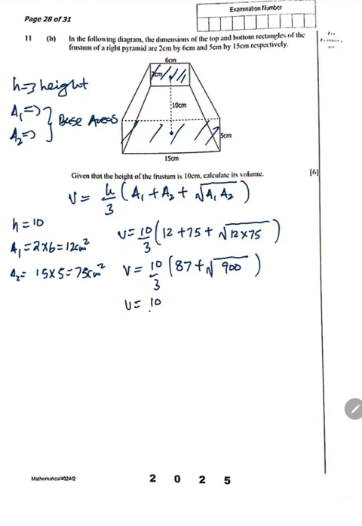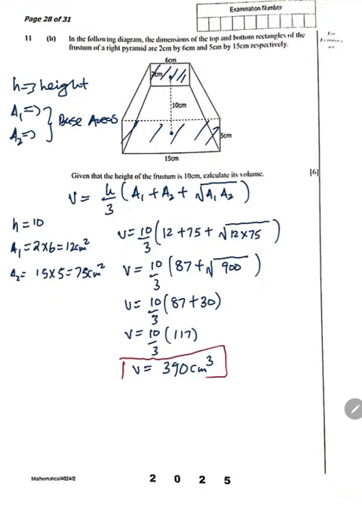So volume is 10 over 3 times 87 plus the square root of 900, which is 30. So this gives us 10 over 3, then 30 plus 87 is 117. Then we say 10 multiplied by 117, then divided by 3. I'm getting a volume of 390. So the volume of this frustum was 390 cubic centimeters. That is what you would have done to find the volume of this frustum.